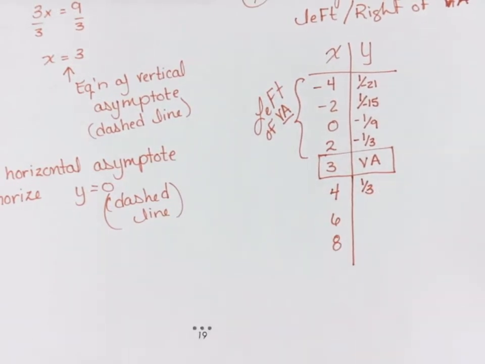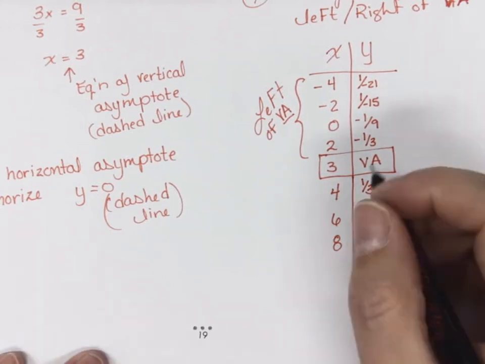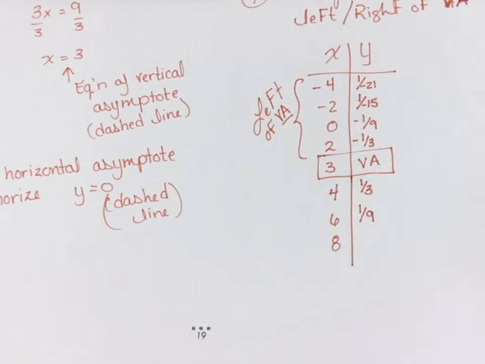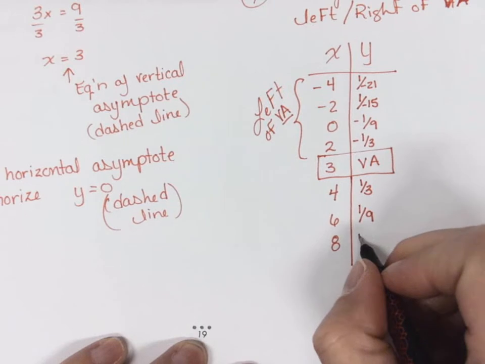If I put 6 in there, 6 times 3 is 18. 18 minus 9 is 9. So that's going to be a positive 1/9. 3 times 8, 24. 24 minus 9. What is it? 15. Are you sure? This time it's a positive.